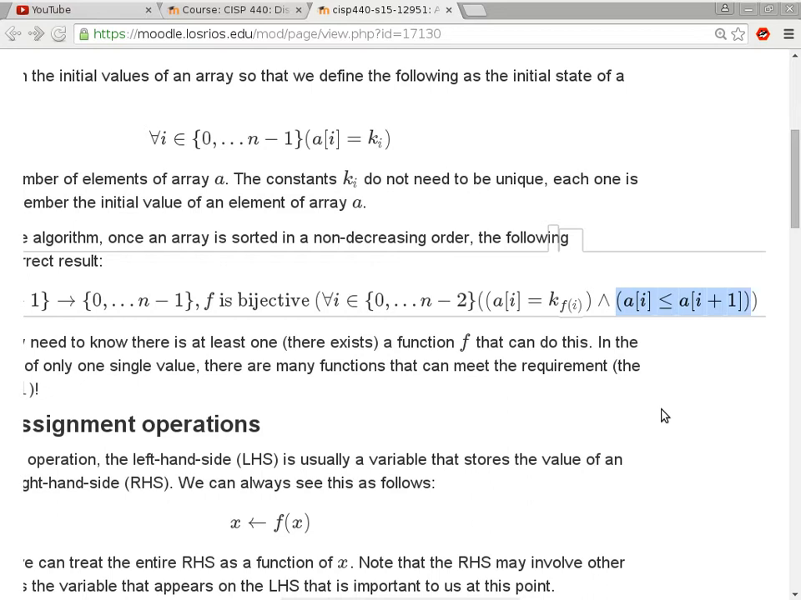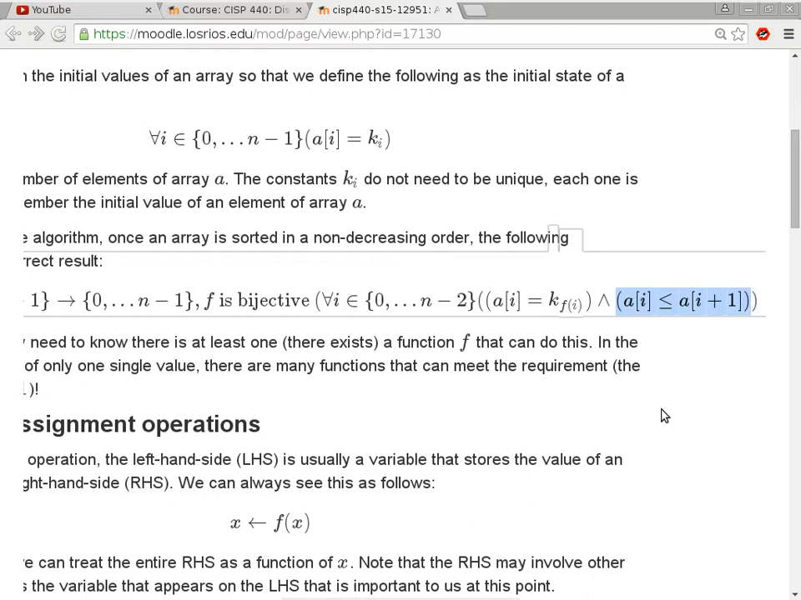Yep, go ahead. How do you keep the function bijective if you have elements that are not unique, that have multiplicity greater than 1? So like if I have 3 elements... A good question.